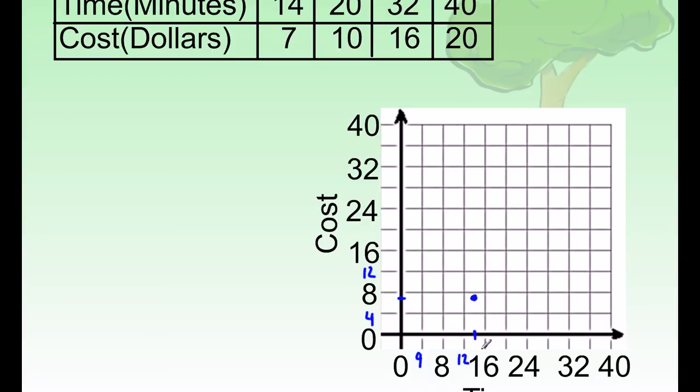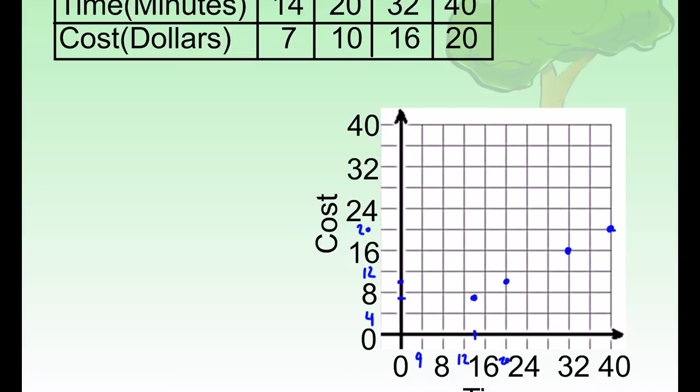Okay. 20 minutes would be here. $10 would be halfway. So 20, 10. 32 minutes. Okay, that's right here. And $16. 40 and 20. 20 would be here. Okay, so I have a little graph.